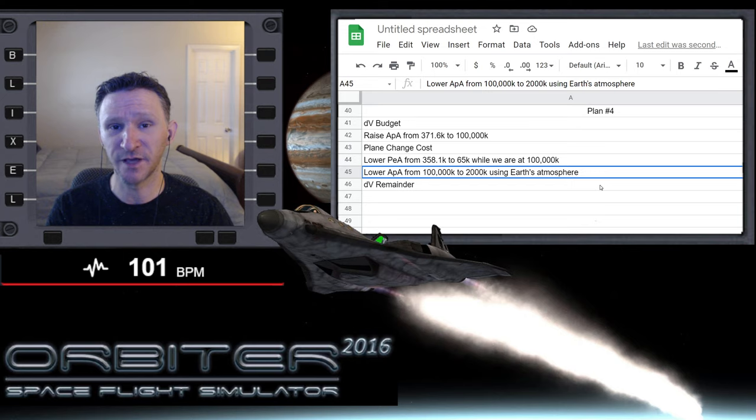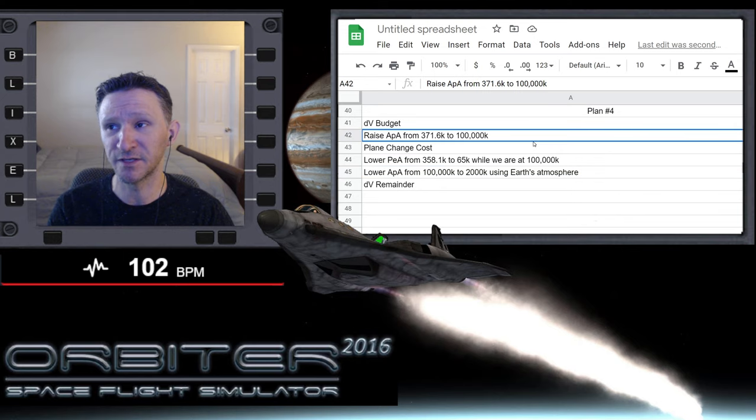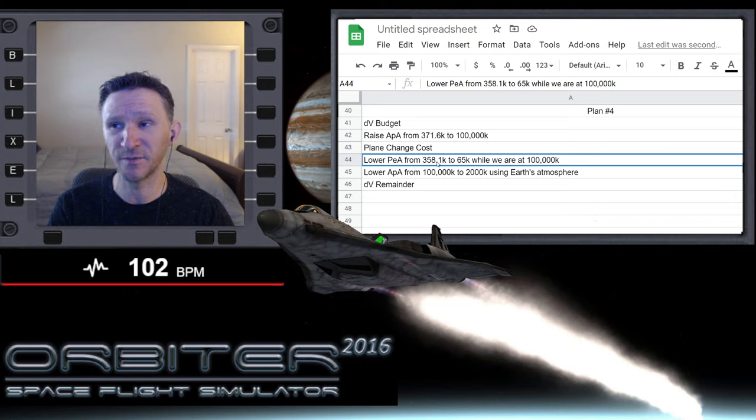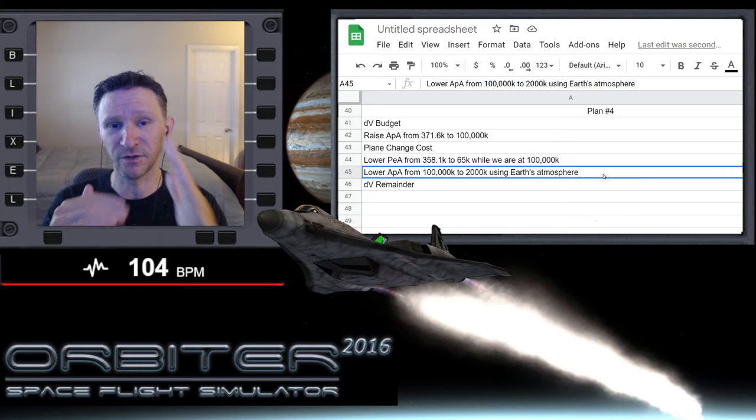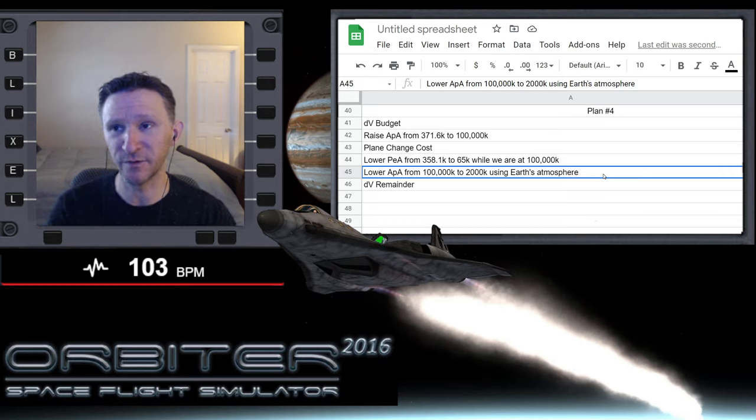Essentially, Earth's atmosphere is the big trick here. We're doing the same thing as plan number three. We're going way out into space, aligning our plane, but instead of raising our periapsis up to 2,000 kilometers to match the Station, we would instead lower the periapsis down into the atmosphere. And then when we come back to Earth, instead of using the main engine to do the braking burn, we would just use the drag from Earth's atmosphere to slow us down to bring our apoapsis back down to roughly 2,000 kilometers.